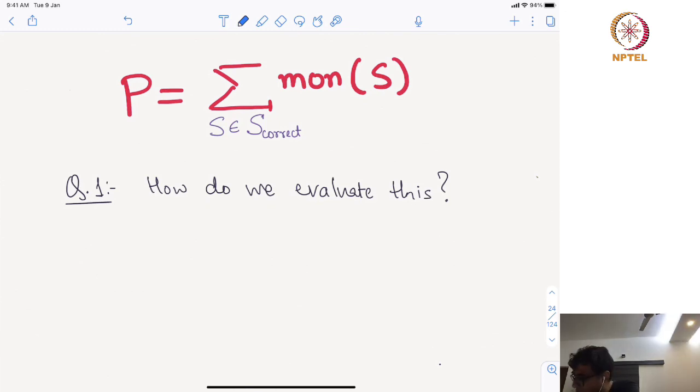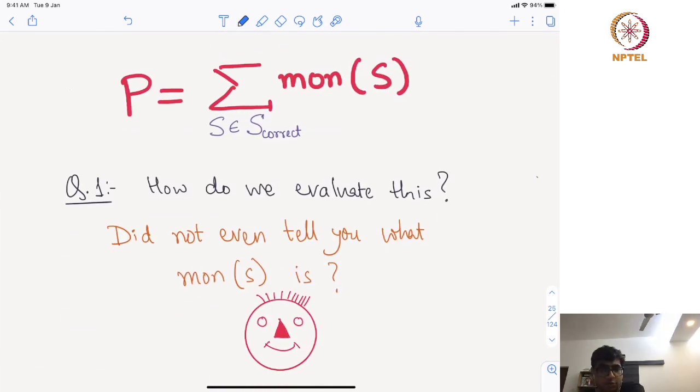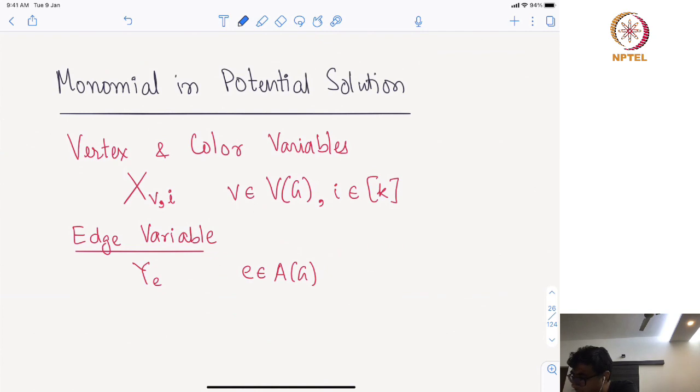So how do we evaluate this? That's a question. But first of all, we have not even told you what the monomial of S is. So let's remedy that situation and define the monomial of a potential solution. We are going to have vertex and color variables. So what is a vertex and color variable? For every vertex v, we are going to have a variable x v comma i, v in the vertex set, i in 1 to k.